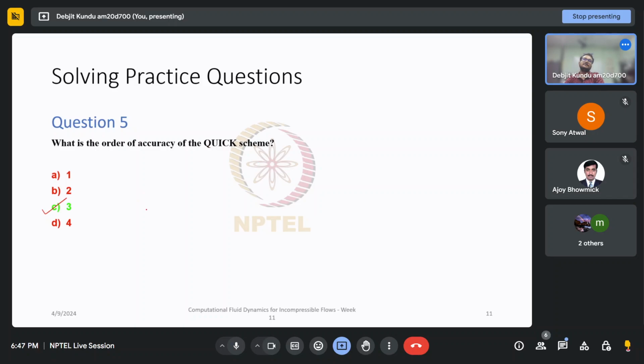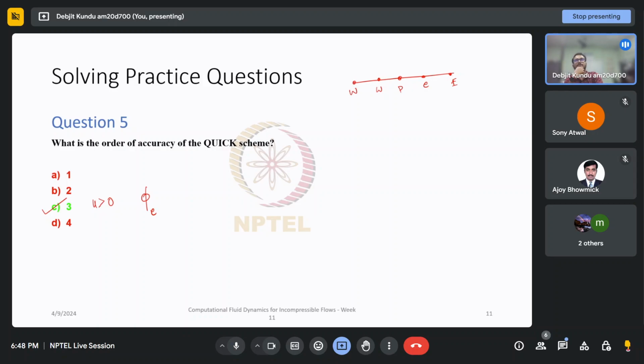The thing is, in the quick scheme, it's called quadratic because the second order term is also considered. So let's say we are trying to find out phi e for the case when u is greater than 0. So this is our template. I won't draw boxes, I'll just write down the points. So this is P, this is small e, this is capital E, then this is small w and capital W.